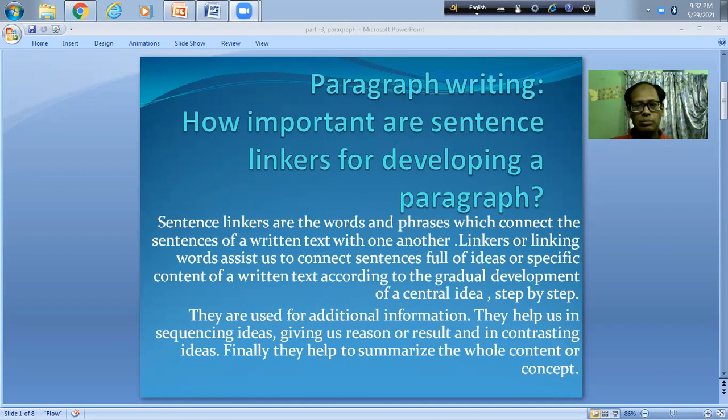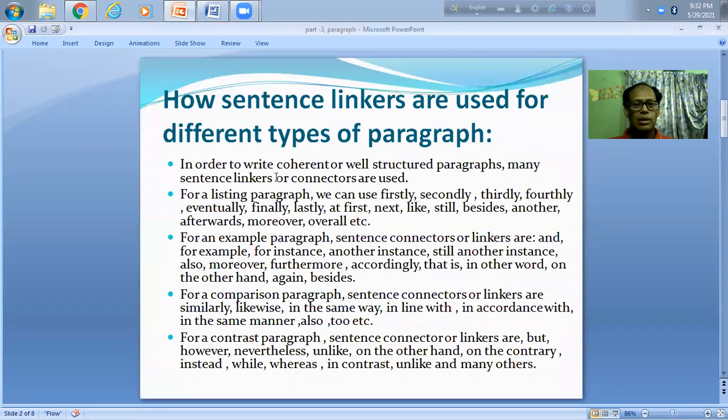So, how are sentence linkers used for different types of paragraphs? We have already discussed different types of paragraph: listing paragraph, example paragraph, comparison paragraph, contrast paragraph. Sentence linkers or connectors of different types belong to different groups.